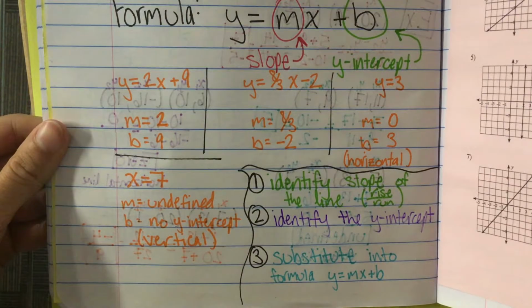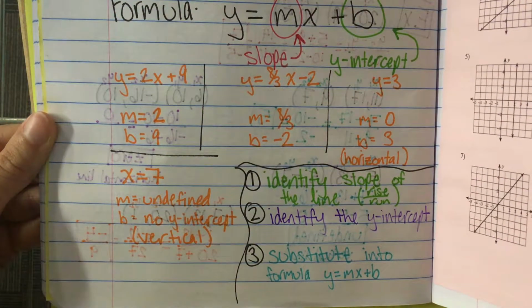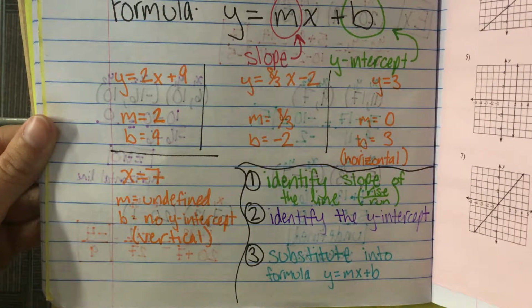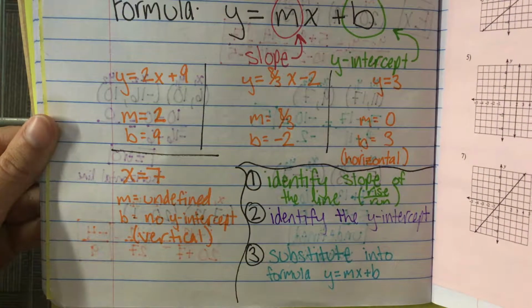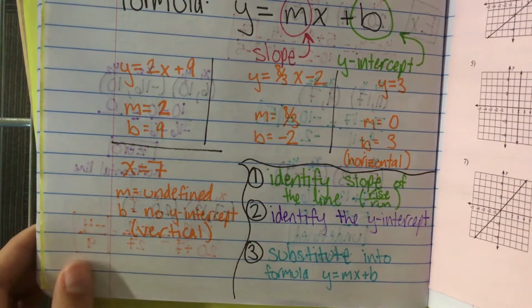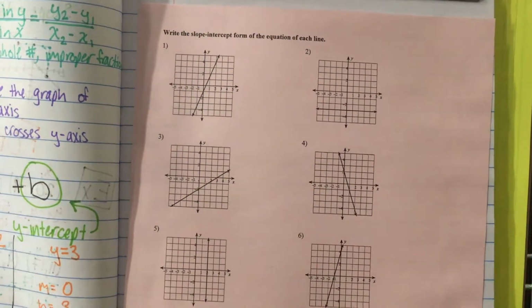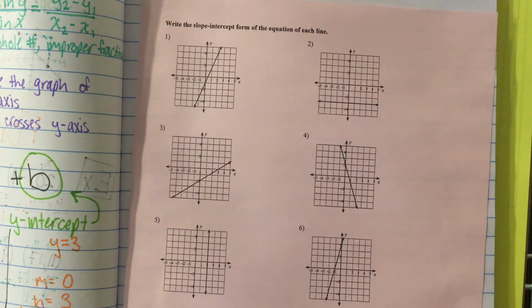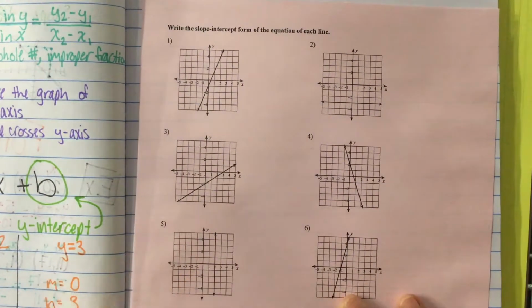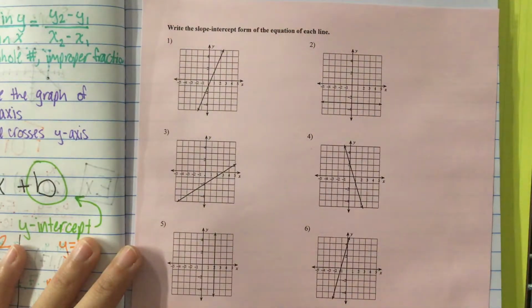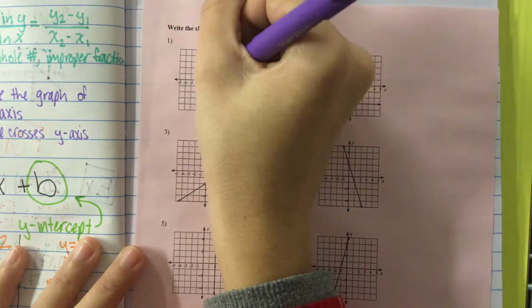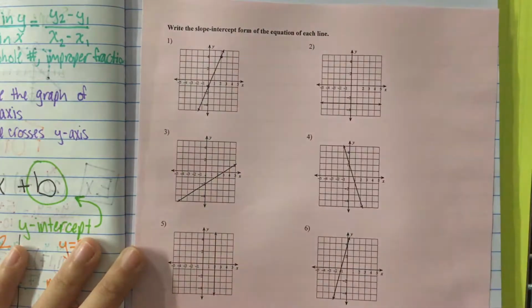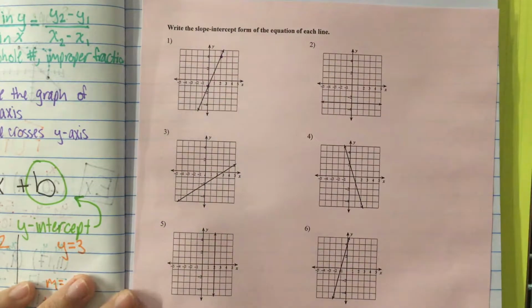Identify slope of the line, rise over run. Identify the y-intercept. And 3, substitute those values into the formula. Y equals mx plus b. Here we go. First step, identify the slope of the line. So find your dots. Find where that line crosses perfectly in a corner. And count your rise over run.